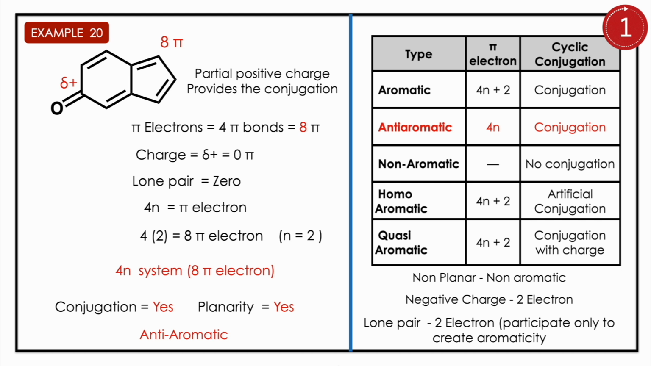Here let us count the pi electrons. There are 4 pi bonds, so 8 pi electrons. Here the charge is a cation, so 0 pi electrons. Lone pair is also not there, so totally 8 pi electrons. So it is a 4n system where n equals 2, 4 multiplied by 2, 8 pi electrons. The system is definitely in conjugation because of alternating single and double bonds. The cation also helps for conjugation. Then all are sp2 carbons, so definitely planar. So 4n system, conjugated, planar means according to the Huckel rule it is an anti-aromatic compound.